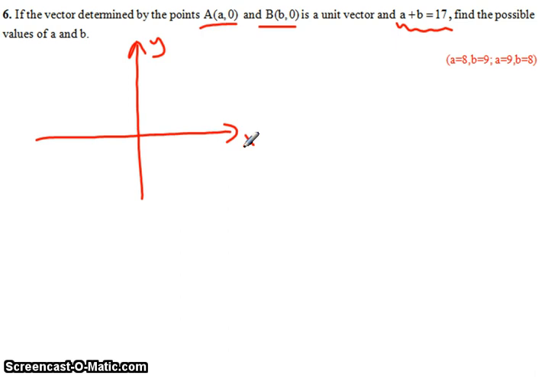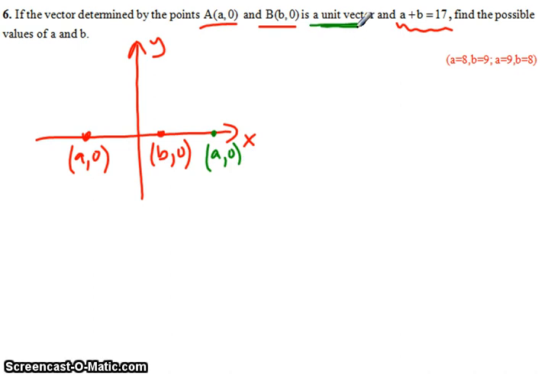So we could say, well, we don't know exactly where A is. It could be here, let's say. A, 0. We know it's definitely on the x-axis because the y value is 0. Maybe B value is here. B, 0. But there's no reason why A has to be smaller than 0. Perhaps A is bigger than 0, maybe bigger than B. But what we do know from the question is that it's a unit vector.